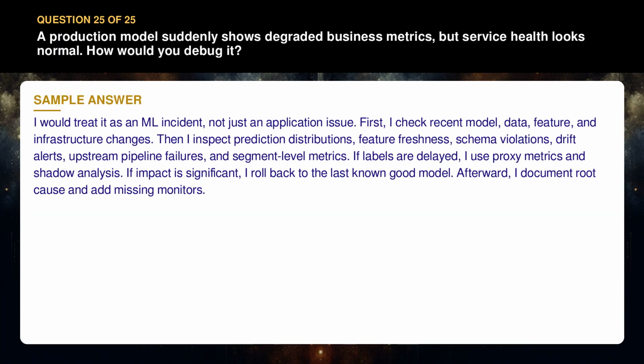I would treat it as an ML incident, not just an application issue. First, I check recent model, data, feature, and infrastructure changes. Then, I inspect prediction distributions, feature freshness, schema violations, drift alerts, upstream pipeline failures, and segment-level metrics. If labels are delayed, I use proxy metrics and shadow analysis. If impact is significant, I roll back to the last known good model. Afterward, I document root cause and add missing monitors.